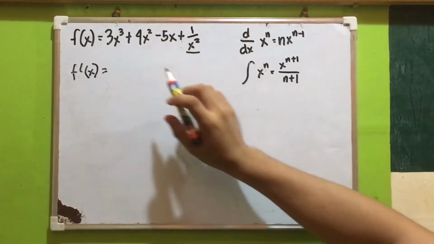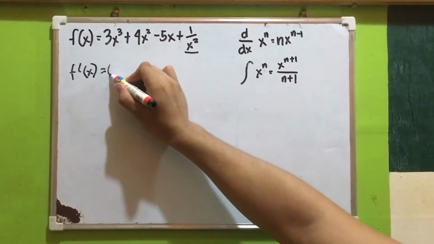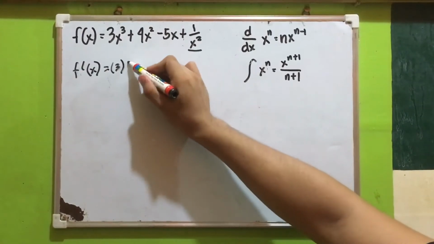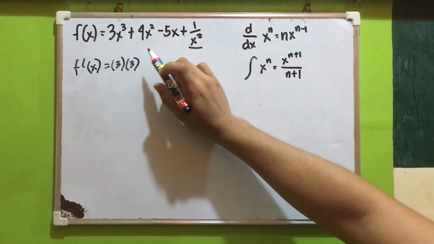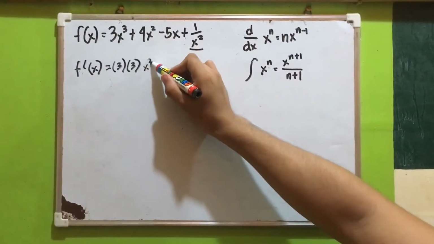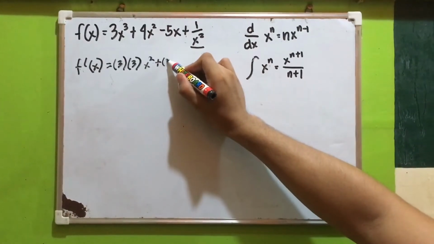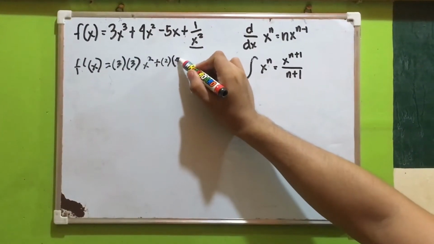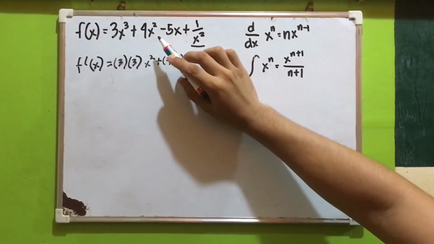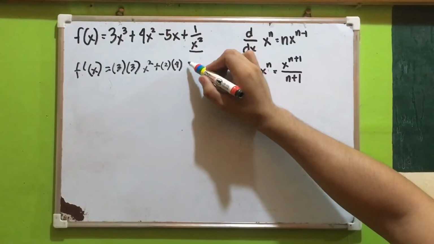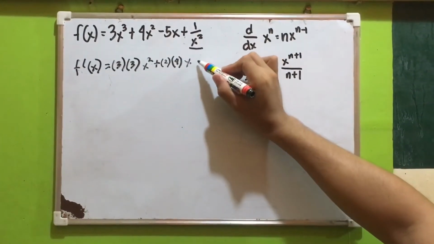First, the first term is 3x cubed. So we bring down 3, then multiply it by our numerical coefficient, which is 3. Then we subtract 1 from x cubed, which gives x squared. Next is the 4x squared. We bring down 2, multiplied by the numerical coefficient 4, and we subtract 1 from the exponent, which gives x. And the next is 5x.